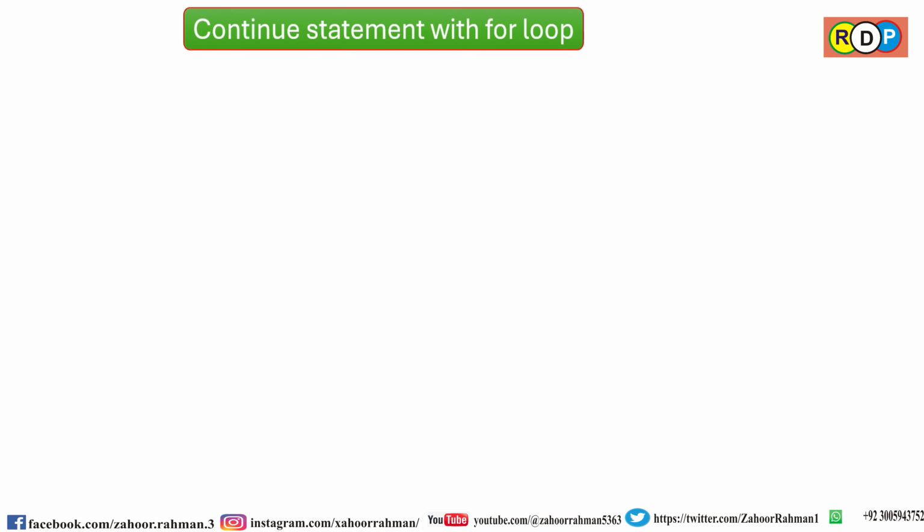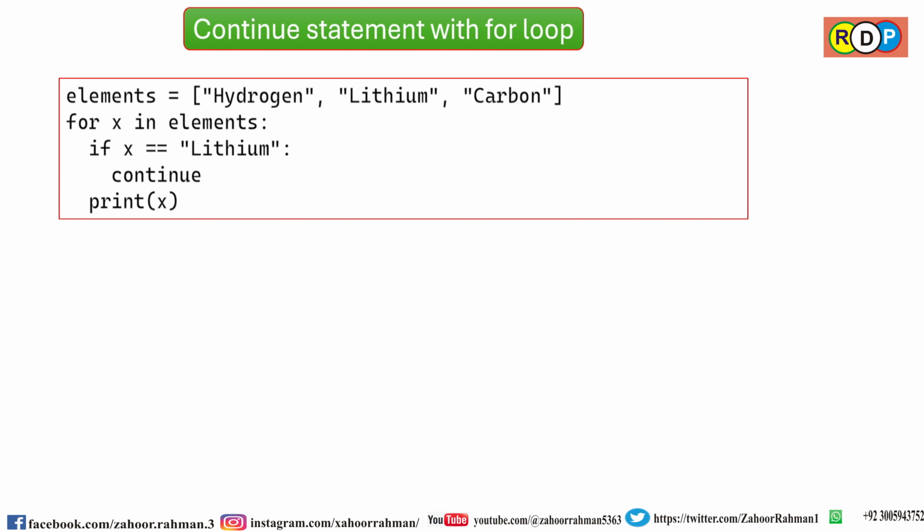There is the continue statement. Now the continue statement is totally the opposite of the break statement. What the break statement is doing, the break statement is going to the end of the loop, while the continue statement will carry you to the beginning of the loop. If we want to skip a certain element inside a list, then we will use the continue statement. Let us observe this with the help of an example.